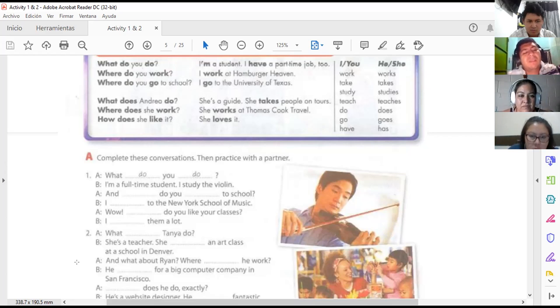Okay. El verbo enseñar. She teach, no. Teaches. She teaches. To teach. Entonces, where? No, es she teaches. She teaches our class at school in Denver. At school in Denver, correct. Okay.